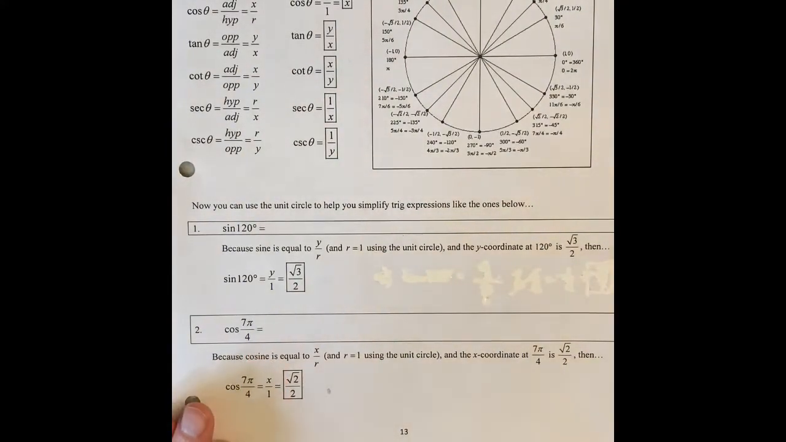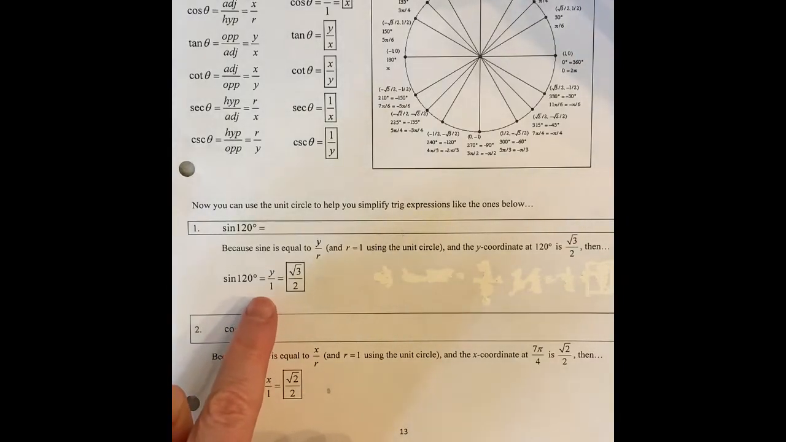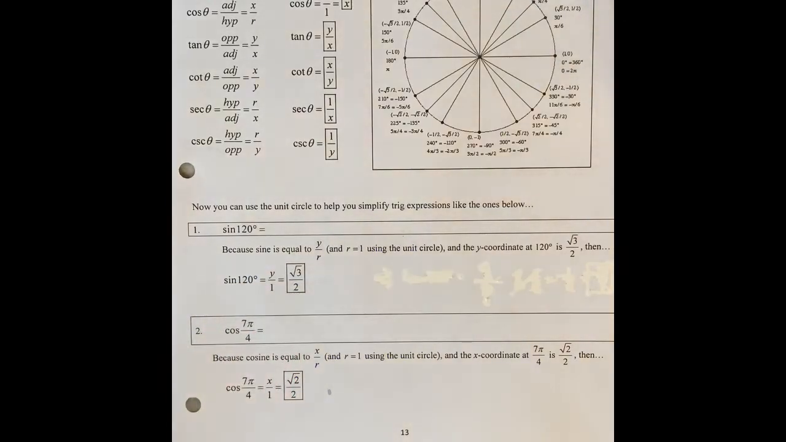Like sine of 120. We know that 120 is right here. And the sine of 120 is equal to y over r. Again, r is 1. So all I need to do is grab the y value, which is square root of 3 over 2, and that's what the sine of 120 simplifies to. And again, that would be the ratio of the two sides of a triangle if you were using 120 as its angle.